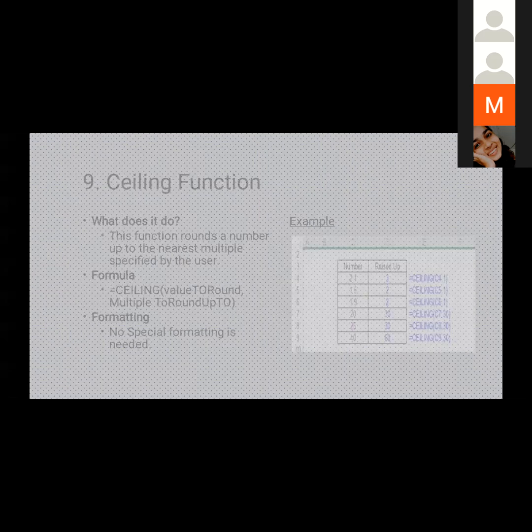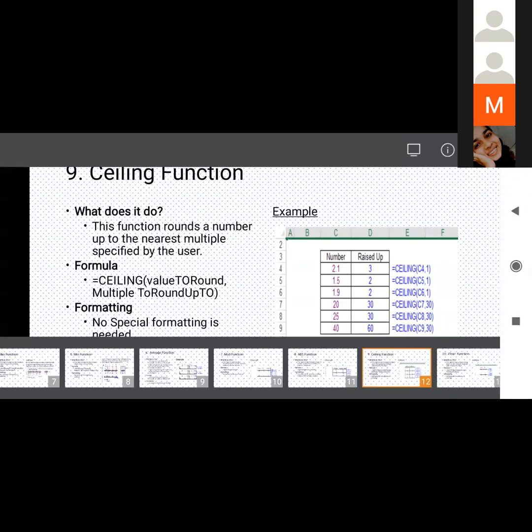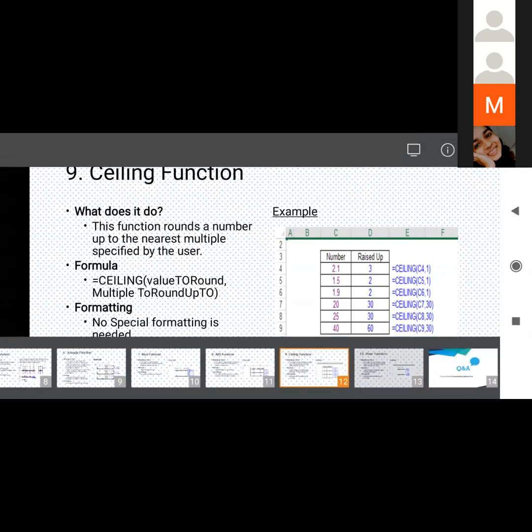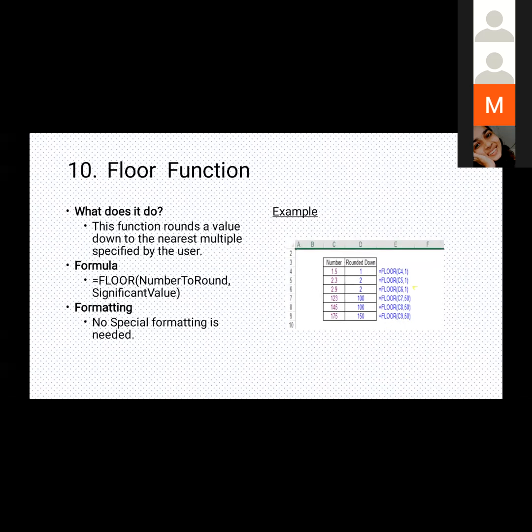The ninth is the CEILING function. What does it do? This function rounds a number up to the nearest multiple specified by the user. Formula: =CEILING(value to round, multiple to round up to). The tenth is the FLOOR function. What does it do? This function rounds a value down to the nearest multiple specified by the user. Formula: =FLOOR(number to round, significant value).